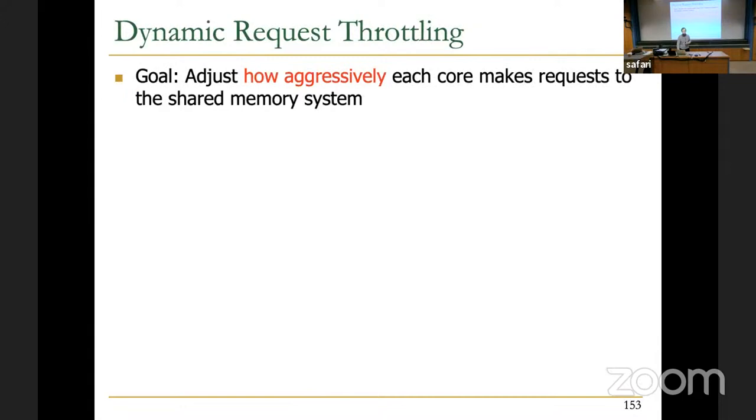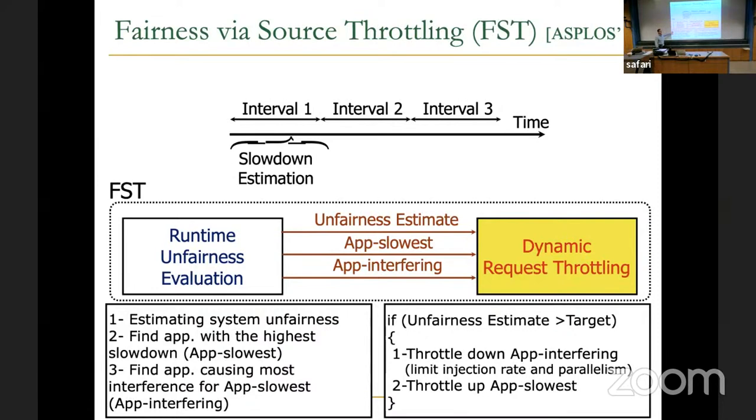So how do you decide the unfairness evaluation? This is very similar to what we have discussed earlier, slowdown estimation. It doesn't have to be done this way, but I'm not going to talk about it in detail. You've seen that this is a complex problem, right? This is basically extending the slowdown estimation problem to the entire system, as opposed to estimating slowdown just in the memory controller, which is an even more difficult problem, actually.